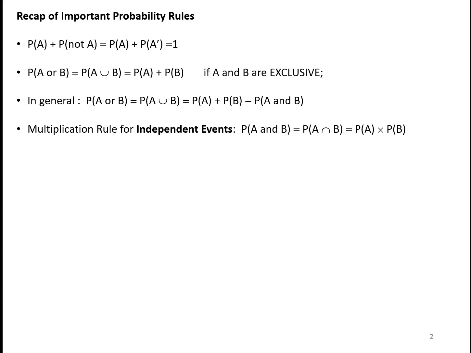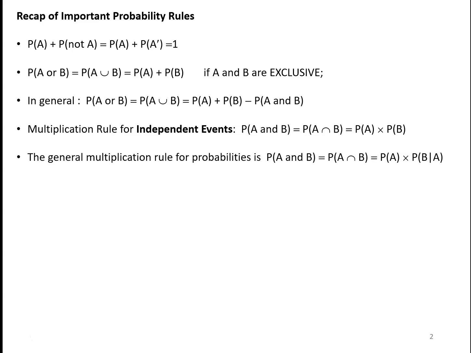If we have two independent events, A and B, then the probability of A and B, the probability of A intersect B, is the probability of A times by the probability of B. More generally, the probability of A and B is the same thing as the probability of A times by the probability of B occurring given that A has occurred. And this formula can be rewritten to give us the probability that B happens given that A has happened is the probability of B and A divided by the probability of A.